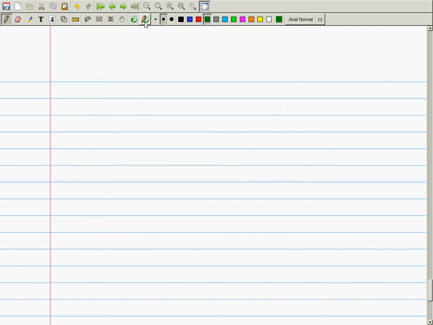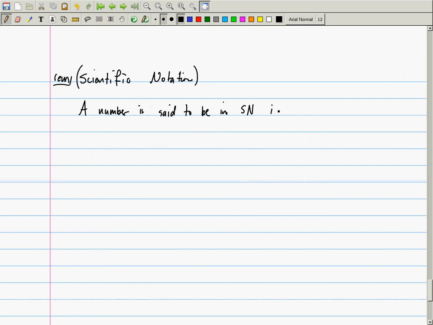So, now we have a remark about scientific notation. A number is said to be in scientific notation if it is in the form A multiplied by 10 to the n, with 1 less than or equal to A strictly less than 10, and n an integer.